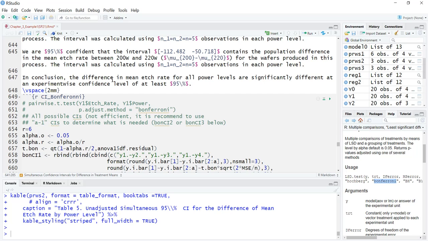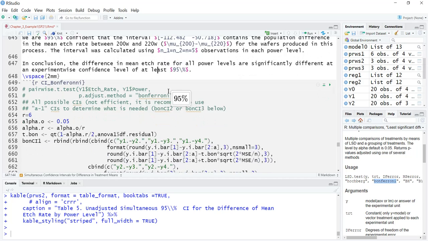In conclusion, the difference in mean etch rate for all power levels are significantly different at an experiment-wise confidence level of at least, and this is the safest thing to say, at least. So if you have equal sample sizes, it is equal to this. If you have unequal sample sizes, it is at least 95%.